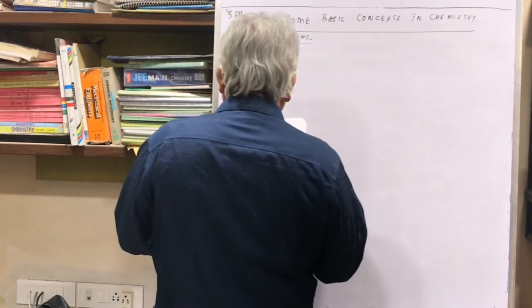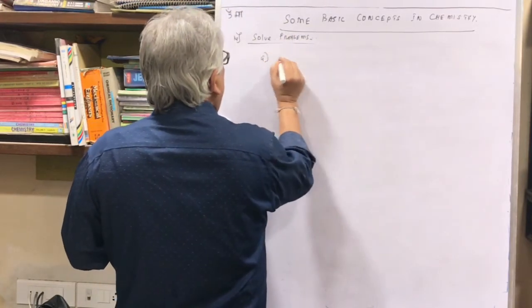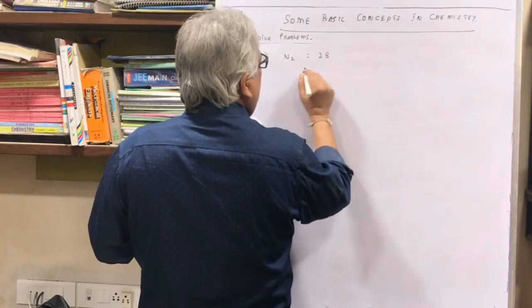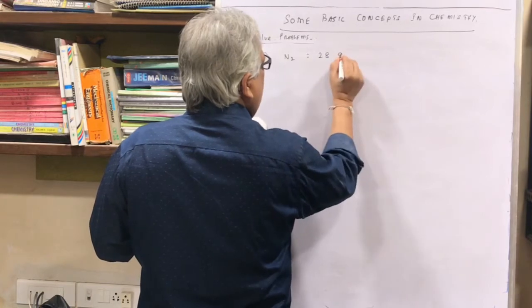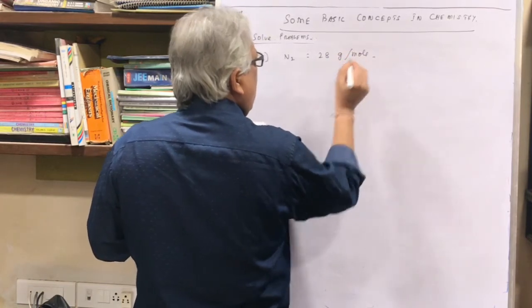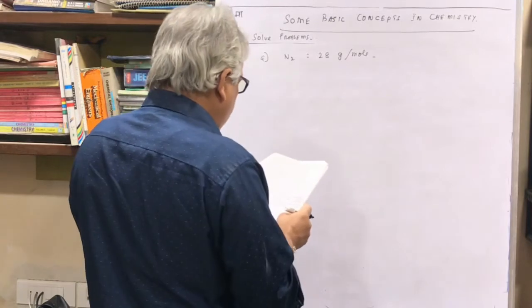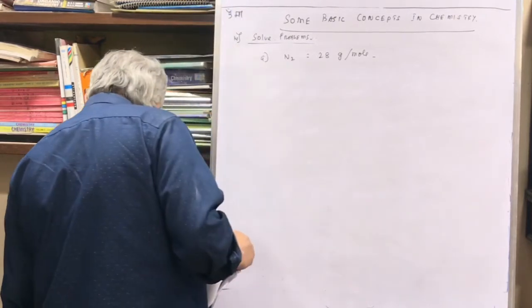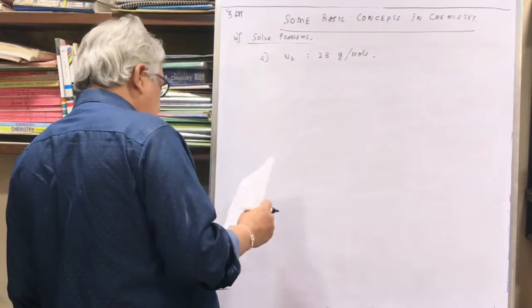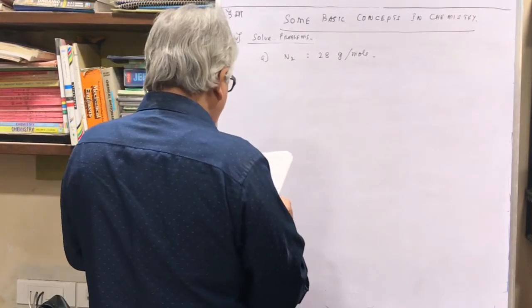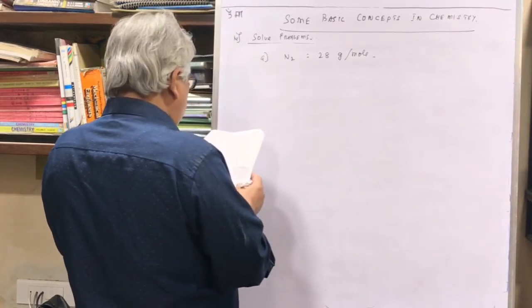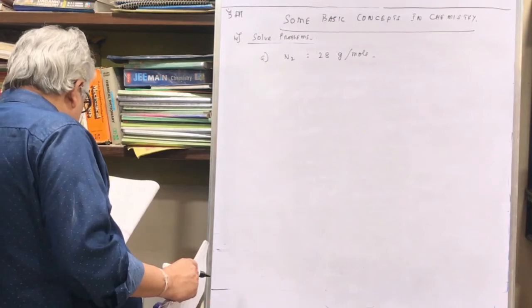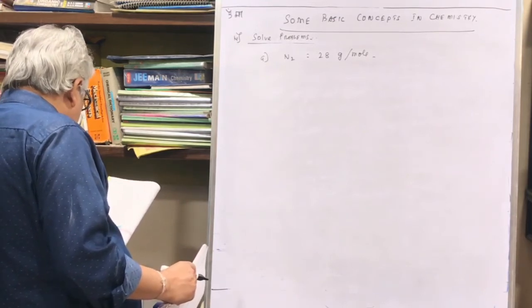So, my point, part A: N2 is equal to 28. So, molar mass is 28 gram per mole, which means 28 gram will make 1 mole. Is that okay? The question they have asked me is 0.4 mole. Calculate the number of atoms. Okay.